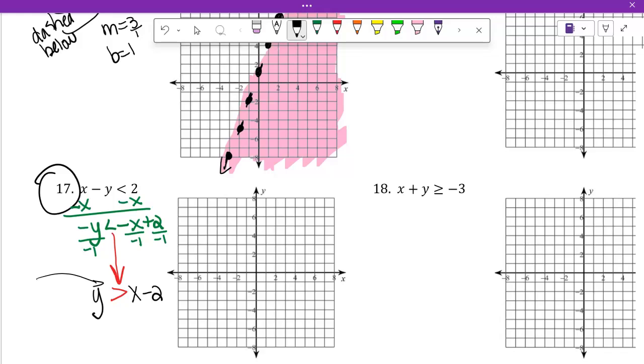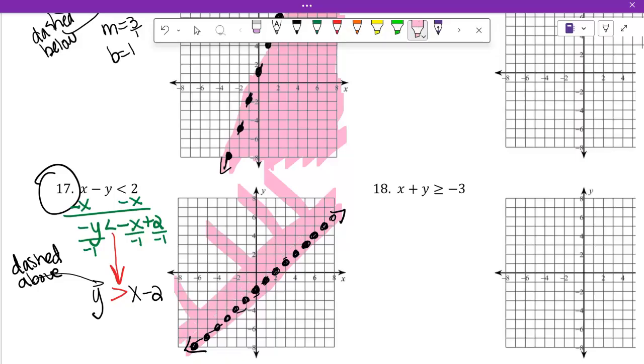So here should be a dashed line, and I should shade above. And from here I can graph my y-intercept is negative 2, my slope is 1, dashed line. They're so close I don't even really need to put dashes. Highlight my line. My shading should be above. So above is this direction. And I'm done.